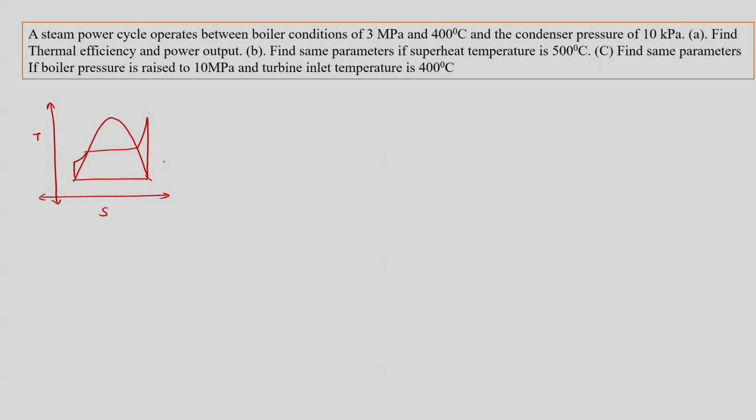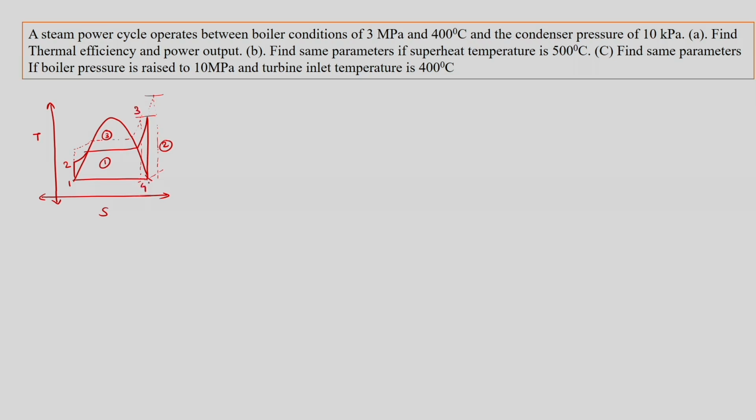So this is for the first part. In the second, we are told that the temperature is raised, so we have to find the new condition. In the third part, we are told that boiler pressure and boiler temperature both are increased. So these will be 3 conditions: this is 1, this is 2, and this is 3.